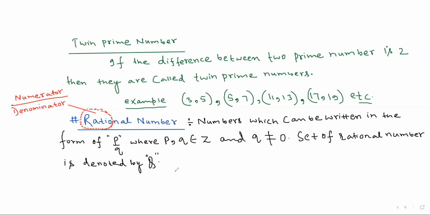Fundamental examples are 2 by 3, 11 by 11, minus 1, 0, 0 by 2, square root of 4, etc. So that is a rational number.